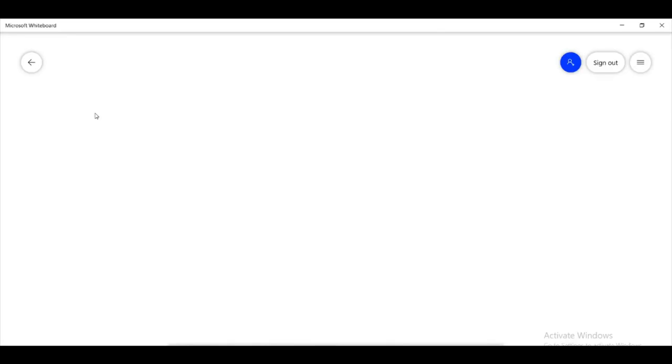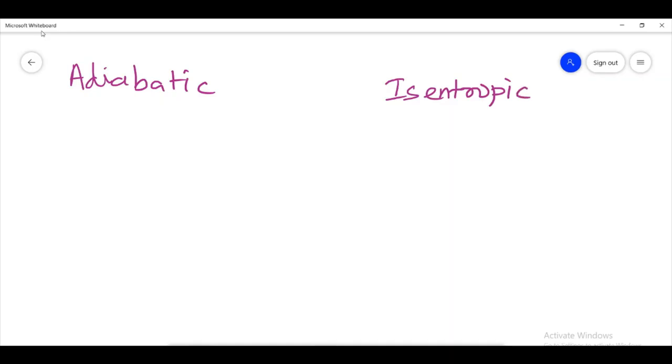In this class, let us discuss thermodynamic processes, especially the adiabatic and isentropic processes. So first, let us see what is meant by adiabatic, and then we'll see about isentropic.